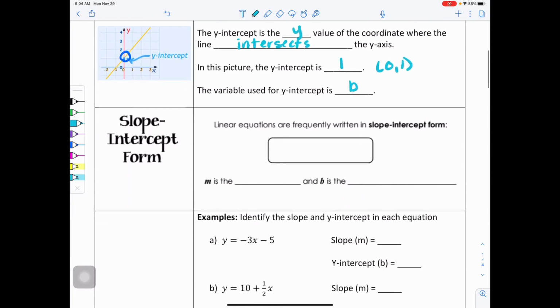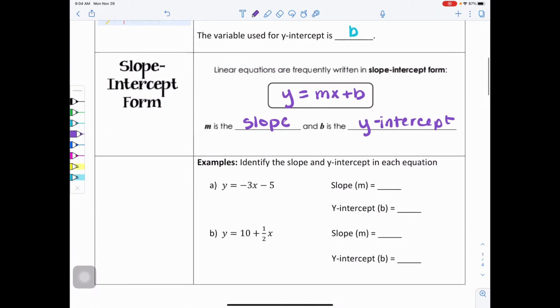Which brings us to what we've learned recently, which is slope-intercept form and what each piece stands for. So slope-intercept form. Linear equations are frequently written in slope-intercept form, and that is y = mx + b, where m is the slope and b is the y-intercept. So just a quick review of identifying the slope and the y-intercept in each equation.